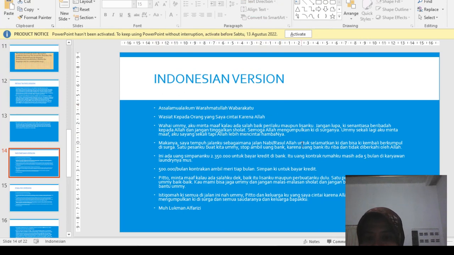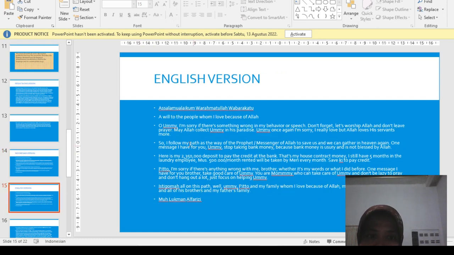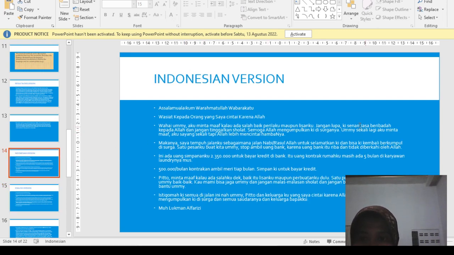That is the Indonesian version. We can see here there are so many uses of Ki. In the third line here, jangan lupa Ki senantiasa beribadah kepada Allah, because the first greeting is addressed to Umi, I changed Ki here to refer to Umi, because Ki also refers to Umi. Oh Umi, I'm sorry if there is something wrong in my behavior or speech. Don't forget to worship Allah and don't leave prayer. May Allah gather Umi.